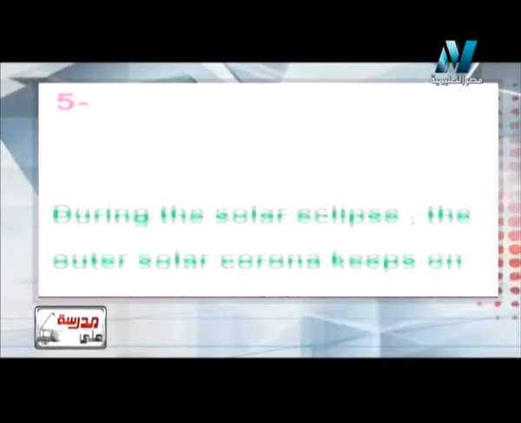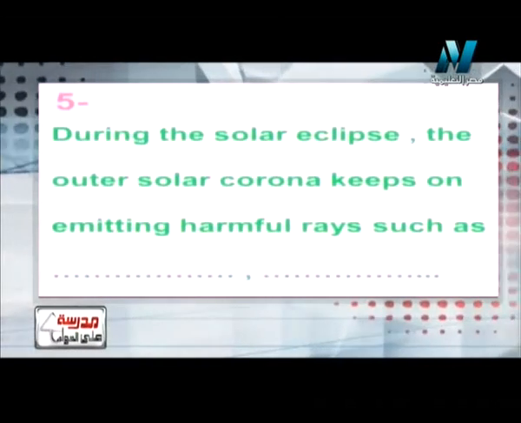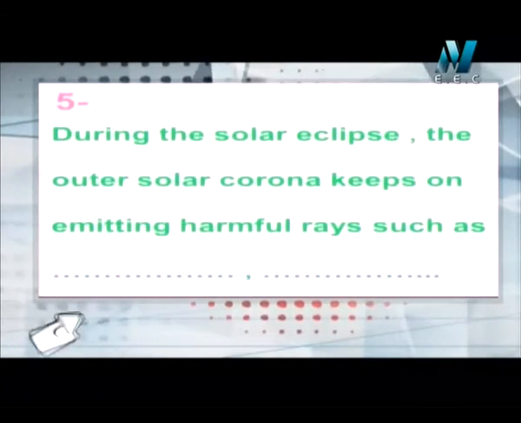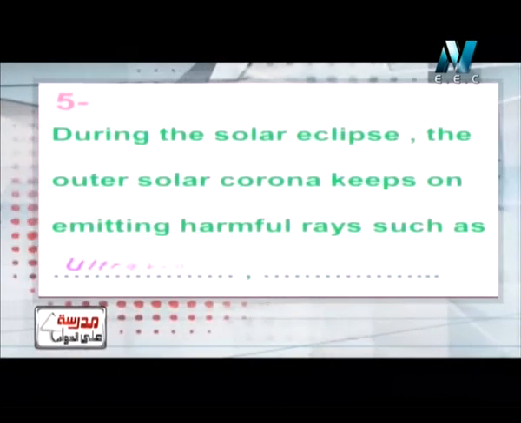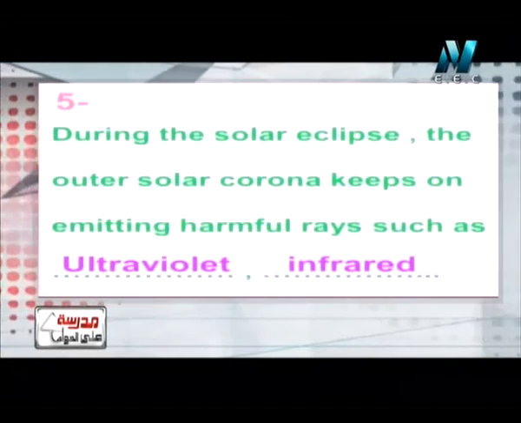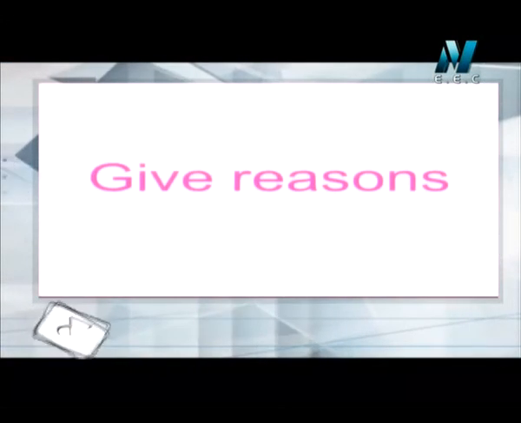Another question. During a solar eclipse, the outer solar corona keeps on emitting, as we have said for a while, harmful rays such as ultraviolet and infrared radiation. Also, another question. Give reason, the most popular or favorite question to all of you, our dear students. In give reason, please concentrate on the question, read the question carefully, and answer it correctly in simple words. Please concentrate on this question because it isn't an easy or difficult question at the same time.